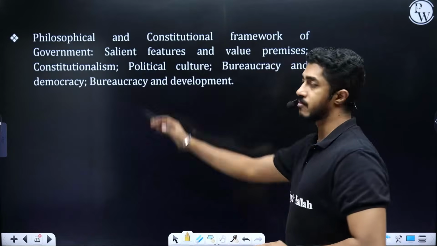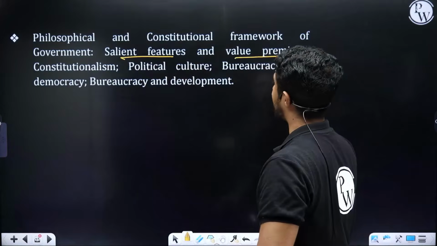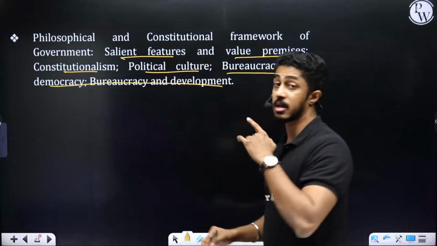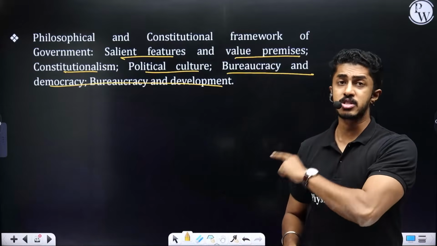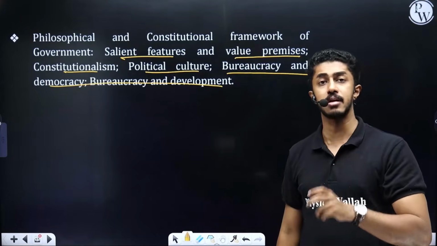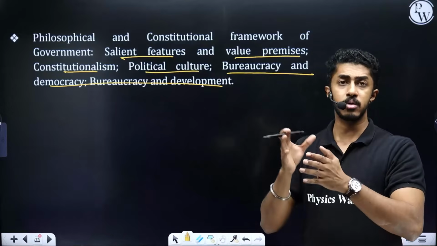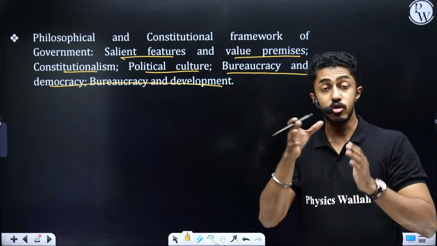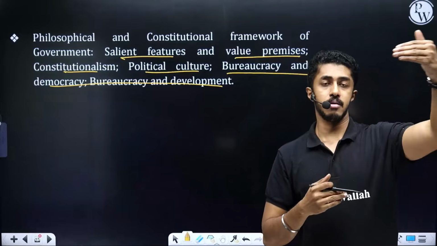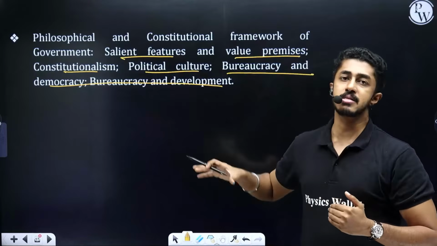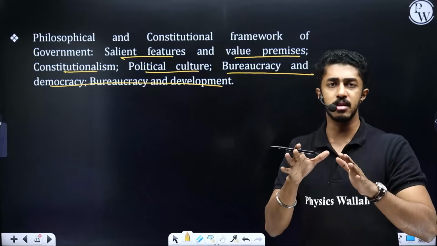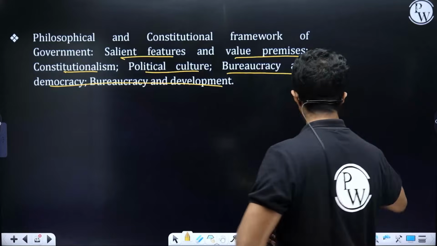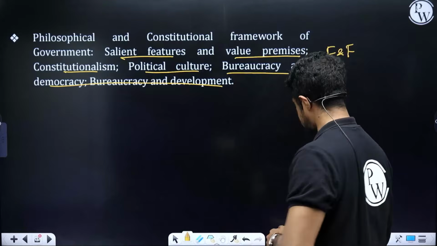Philosophical and constitutional framework of government, salient features and value premises, constitutionalism, political culture, bureaucracy and democracy, bureaucracy and development. If you remember, there was a chapter where again we had read the same topic, bureaucracy and development. And here again, you need to know about the constitutional aspects of other countries also, which was also a topic in another chapter of paper 1. So again, it is the same thing. Here again, you talk about the static syllabus and the constitutional arrangements in different countries. You may go for Fadia and Fadia here. Clear.